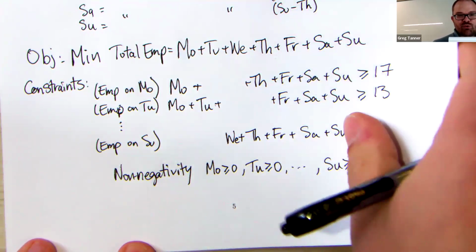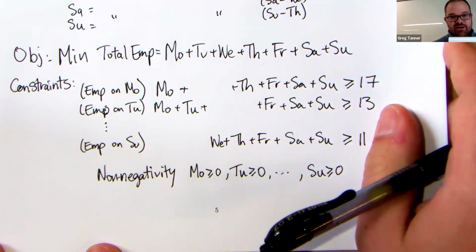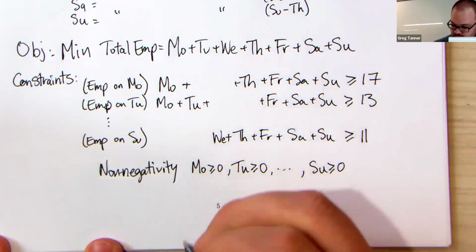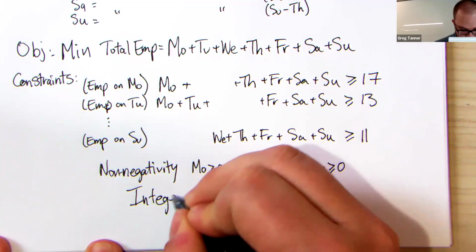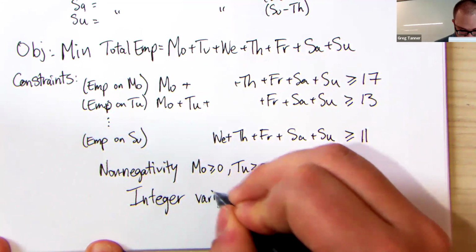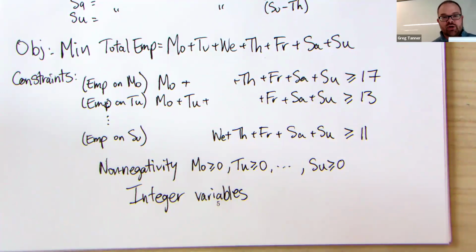Finally, we need full-time workers, right? We're not allowed part-time workers. And so in this case, we'd also have integer variables. You can think of this as a specification on the variables, or a constraint saying we're constrained to only have integer values for our variables. And so this violates the divisibility assumption of linear programming. And so we'd actually have to use integer linear programming.